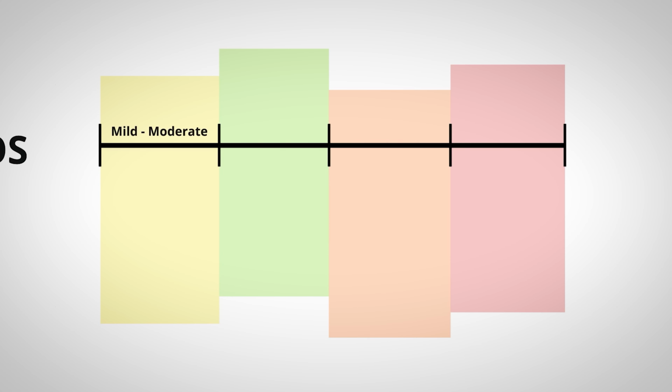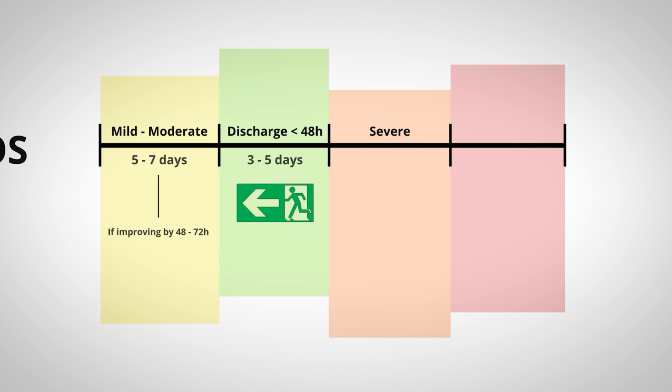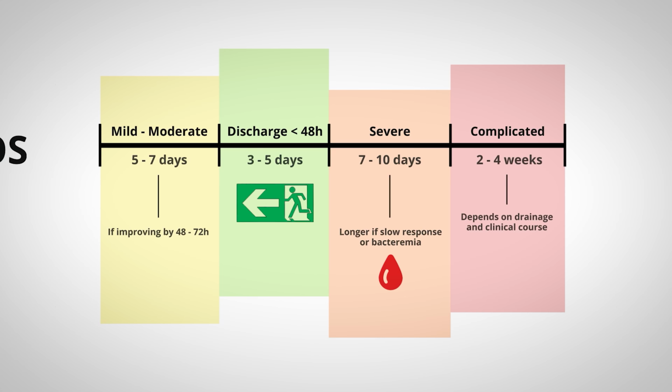For mild to moderate CAP in pediatric floor patients, treat for 5 to 7 days if the child showed appropriate clinical improvement by 48 to 72 hours. Children discharged from the floor within 48 hours may be treated with shorter courses of 3 to 5 days. For severe CAP, treat for 7 to 10 days, with longer courses for slow response or bacteremia. For complicated pneumonia, including empyema, abscess, or necrotizing disease, total duration may extend to 2 to 4 weeks, depending on drainage and clinical course.